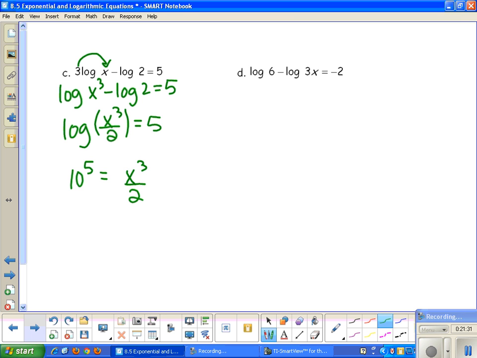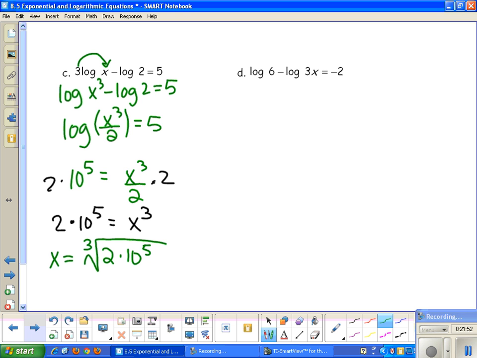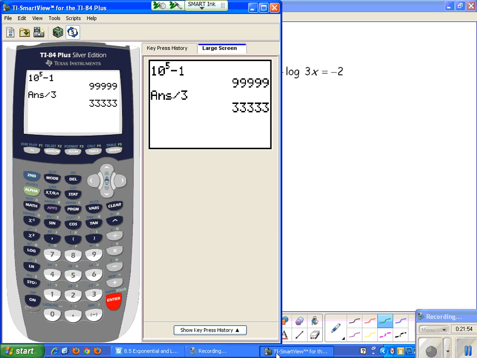Well, if we're dividing by 2, that means I'm going to multiply both sides by 2 to get rid of that. So I have 2 times 10 to the 5th equals x cubed. And then how do you get rid of something that's to the 3rd power? You take the cube root of both sides. So when I do this in my calculator, I would do the cube root of 2 times 10 to the 5th power.